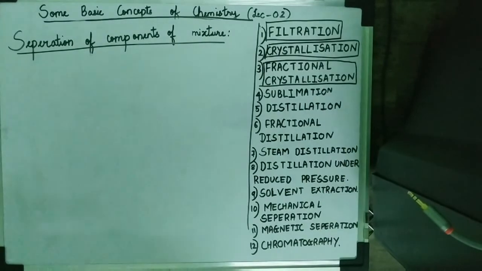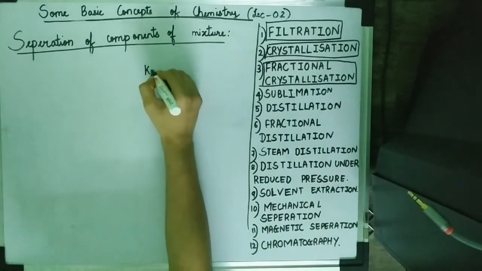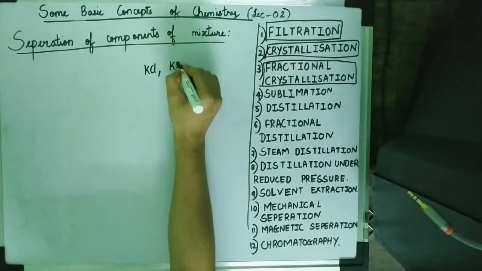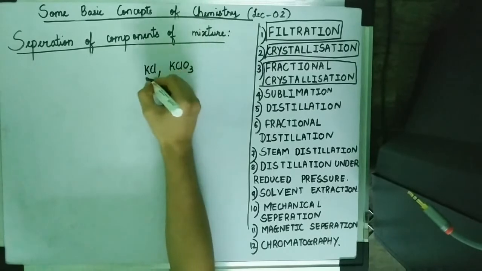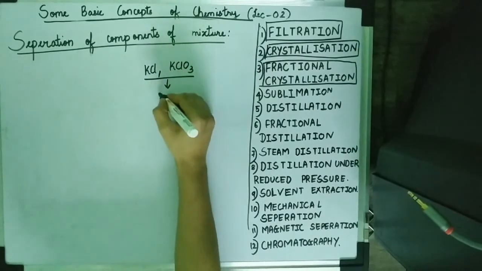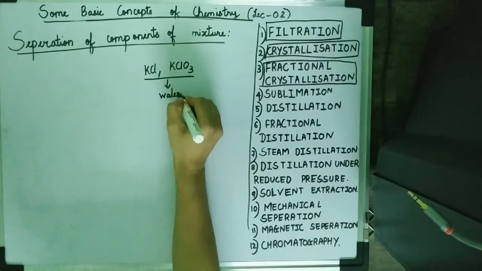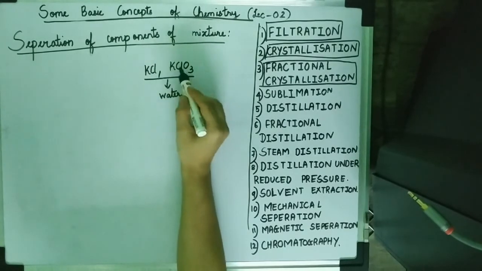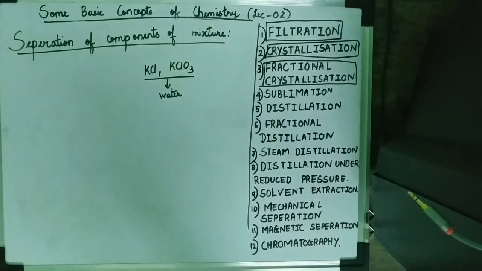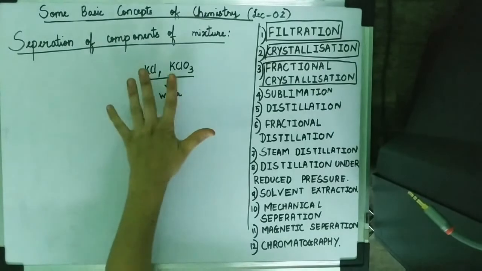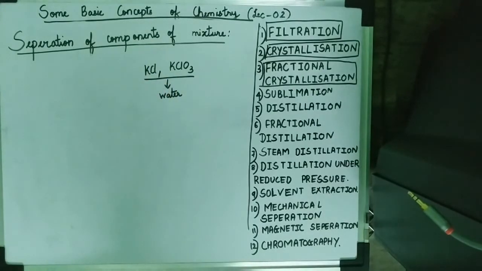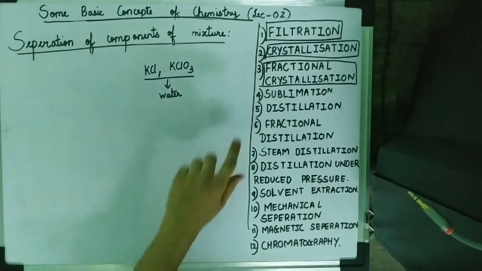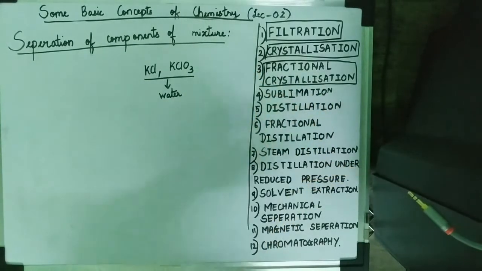So we have two solids. For example, let's say we have KCl and KClO3 present in water, right? What we know is KCl is more soluble in water than KClO3. So using the differences in solubilities, we can use the method of fractional crystallization. The substances that are present can be separated as crystals. So therefore, we are using fractional crystallization, right?